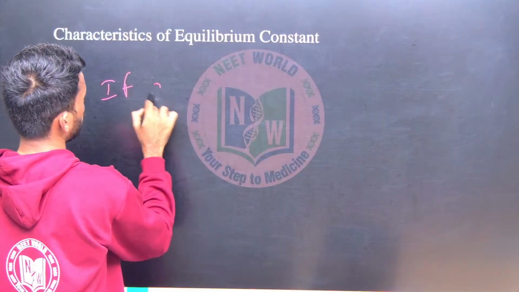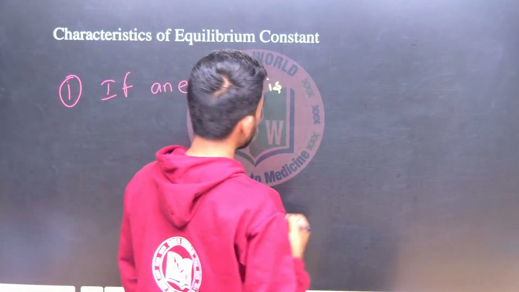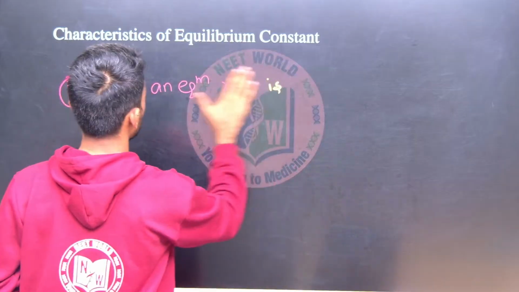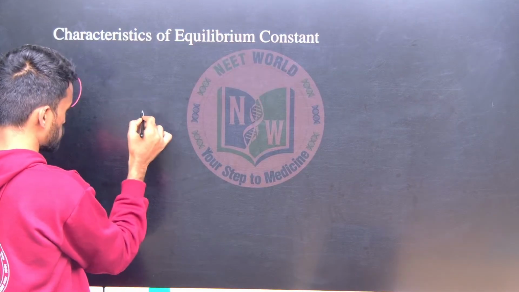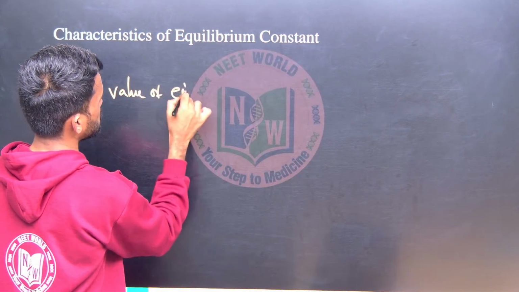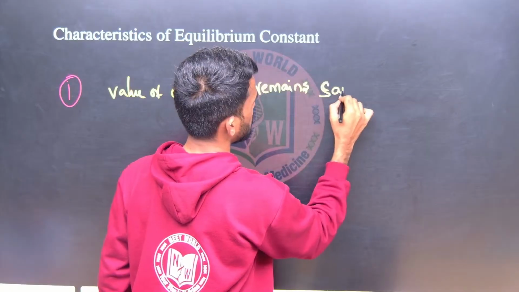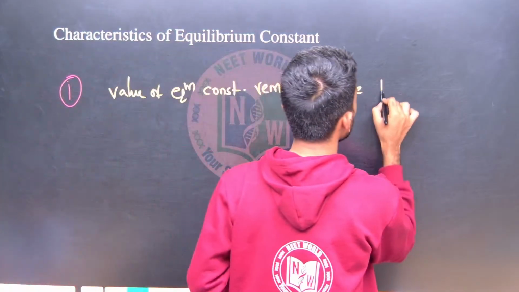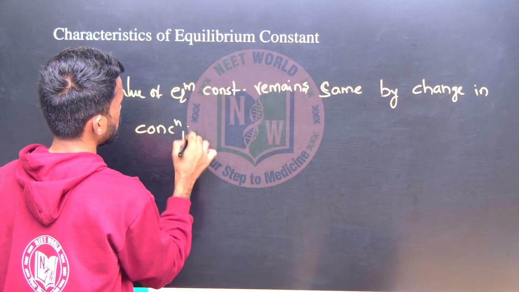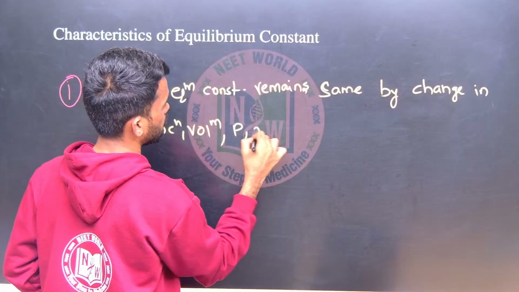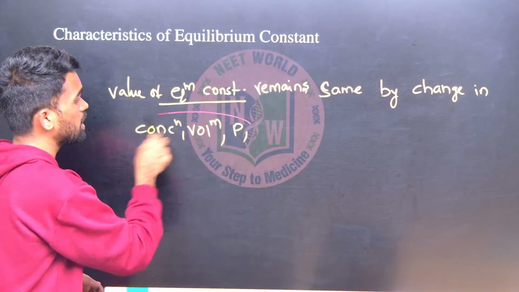if an equilibrium reaction is, see, first of all you write this thing, it is a very basic thing. The value of the equilibrium constant remains the same by a change in concentration or volume or pressure or density, whatever it may be. So the value of the equilibrium constant remains the same by changing any of these things.